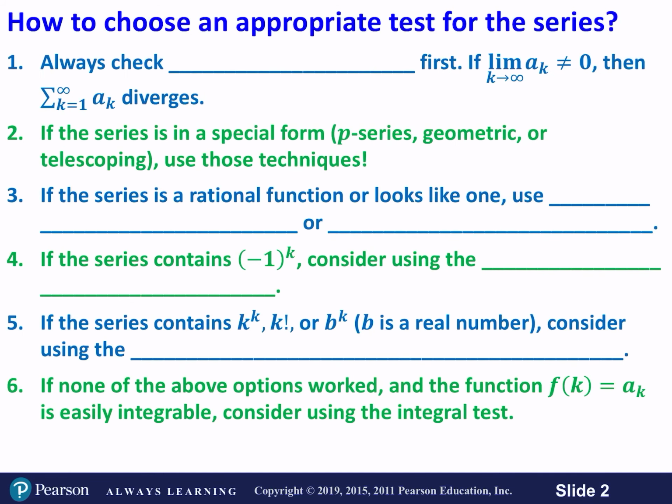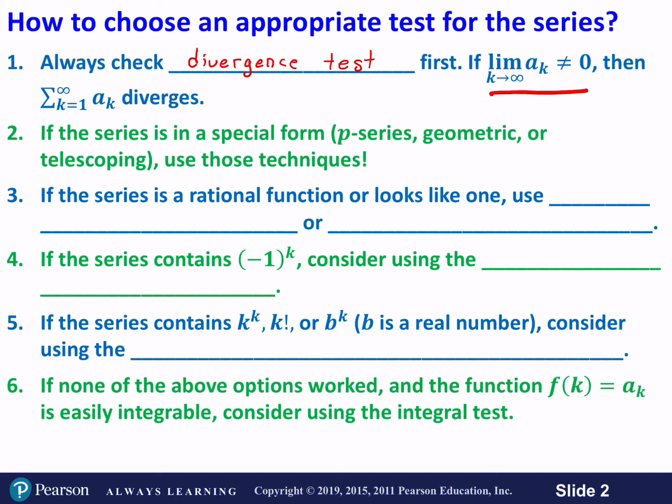So, there are several questions to keep in mind whenever you're trying to choose the appropriate test for determining convergence or divergence of series. The first thing that you should always do is check the divergence test first. The reason we always check this test first is because it's an easy thing to determine if the thing diverges. Specifically, if the limit as k approaches infinity of a_k is not equal to 0, if it's literally anything else, then the series of k equals 1 to infinity of a_k diverges.